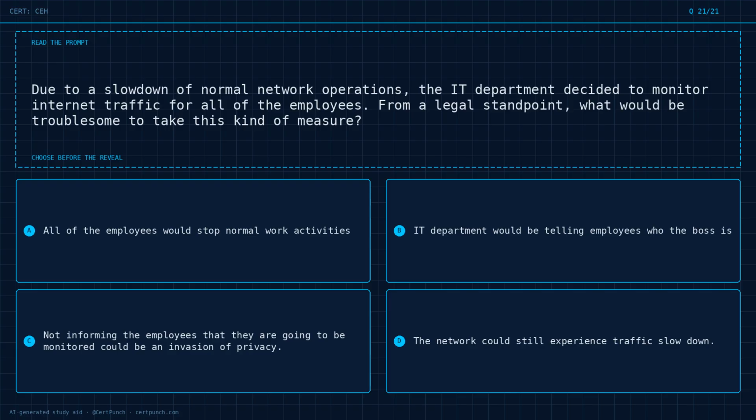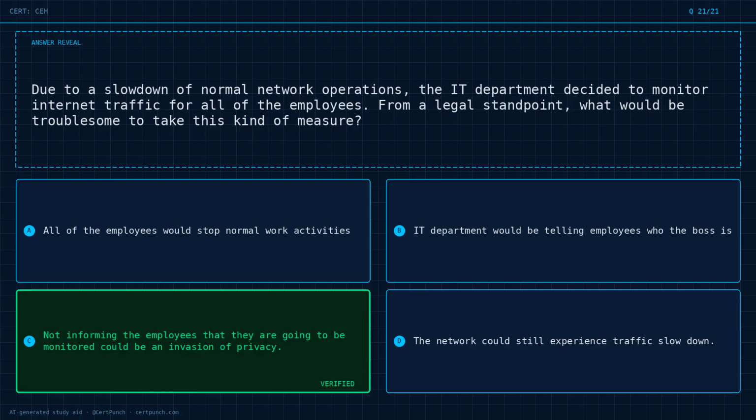Question 21 of 21. Due to a slowdown of normal network operations, the IT department decided to monitor internet traffic for all of the employees. From a legal standpoint, what would be troublesome to take this kind of measure? Option A, all of the employees would stop normal work activities. Option B, IT department would be telling employees who the boss is. Option C, not informing the employees that they are going to be monitored could be an invasion of privacy. Option D, the network could still experience traffic slowdown. Choose the best answer before the reveal. Commit to it now.